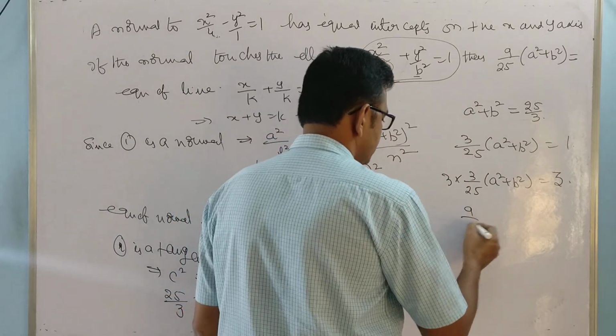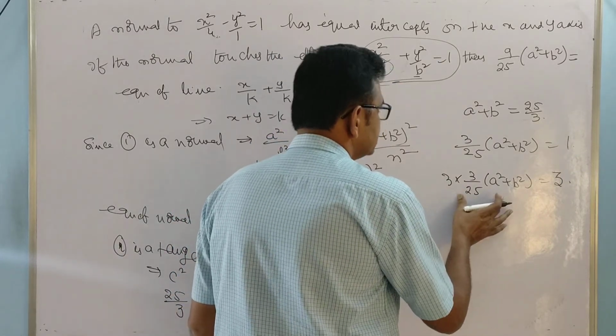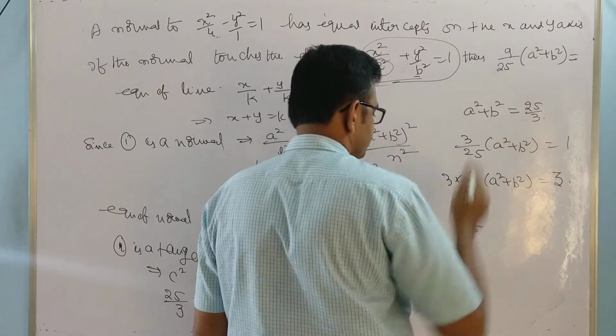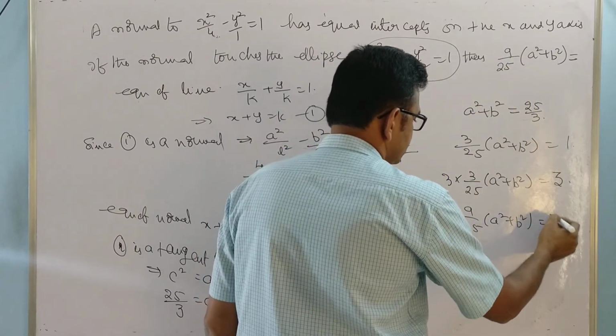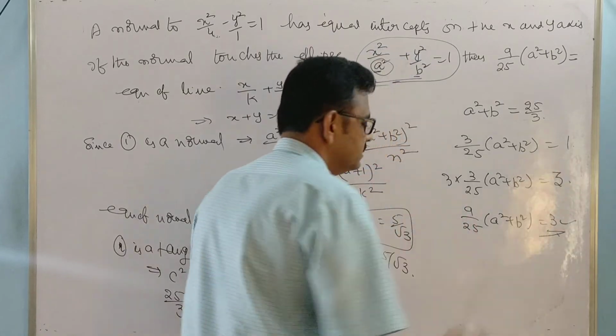Therefore this is 9 by 25. Why are you multiplying this? Because the question is given: a square plus b square is equal to 3. So 3 is the answer.